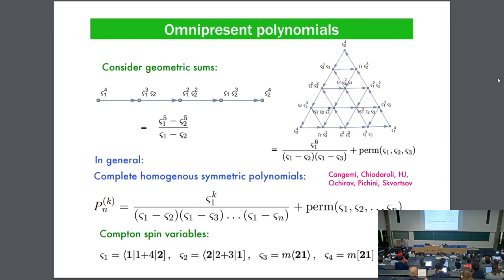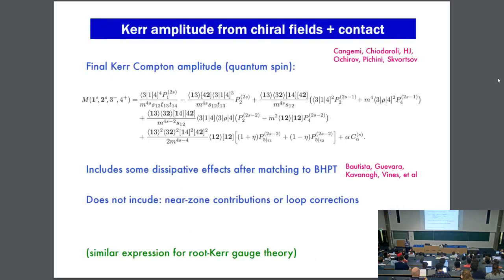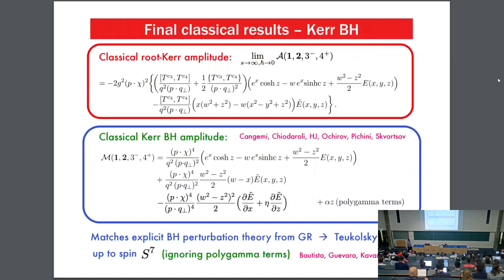It turns out that the amplitude is a function of those, using these kinematic variables here, or spin variables. And let me just jump to the answer then. So this is our Compton amplitude for the quantum case, and it's very complicated, so I'm not going to explain it. Let me show you the classical result.